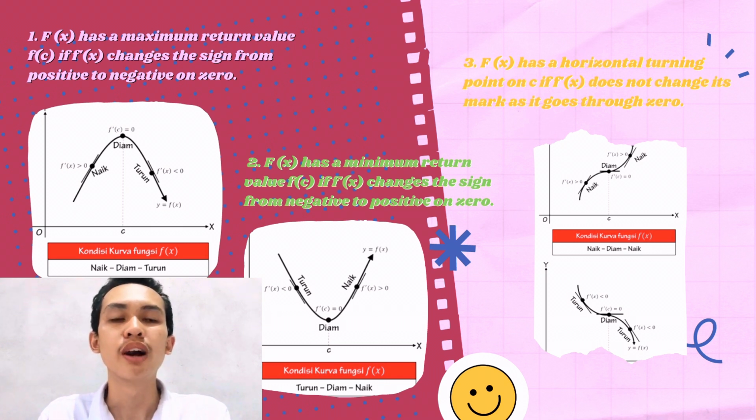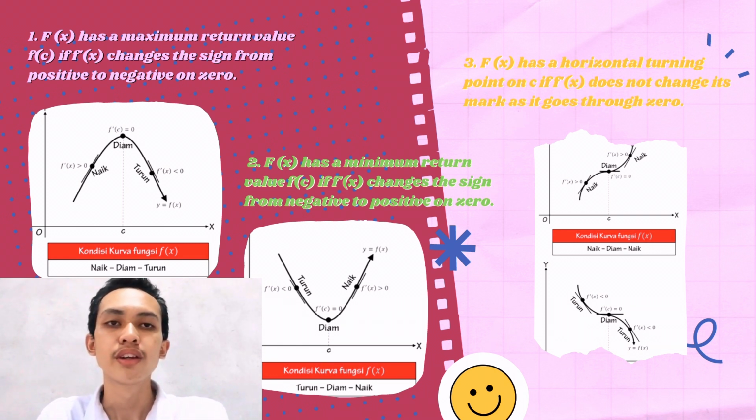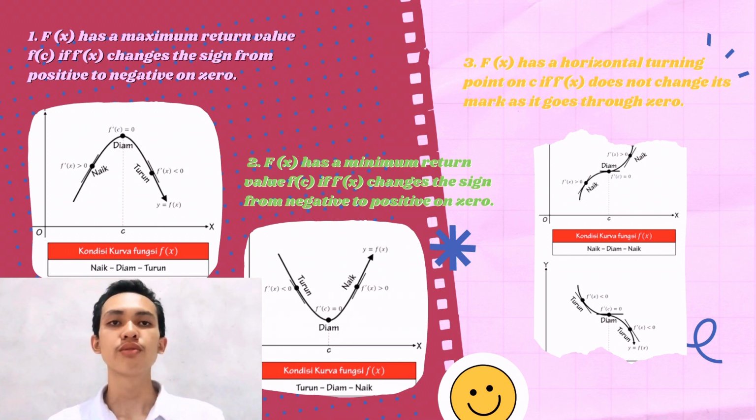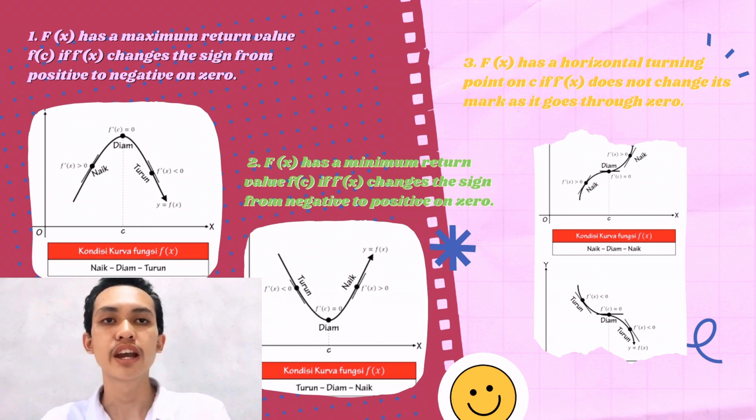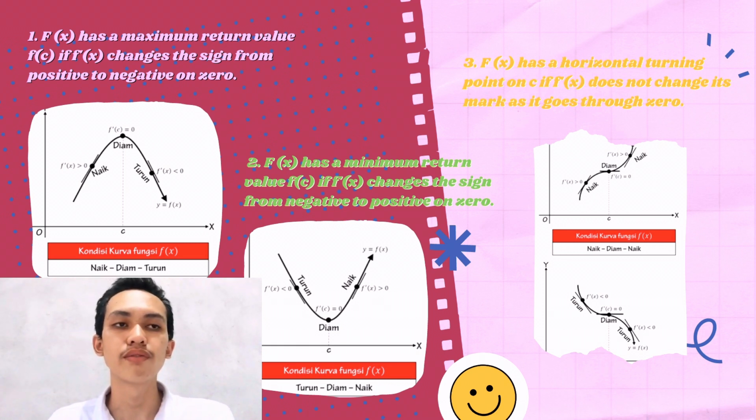1. f(x) has a maximum return of f(c) and extreme c. 2. f(x) has a minimum return value f(c) and extreme c. 3. f(x) has a horizontal inflection point at c, with a growing point c, f(c). In this case, f(c) is not an extreme value of the function.